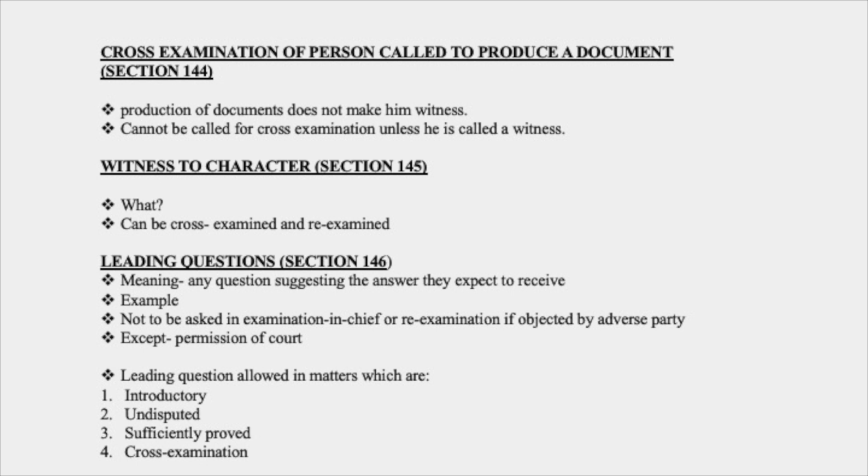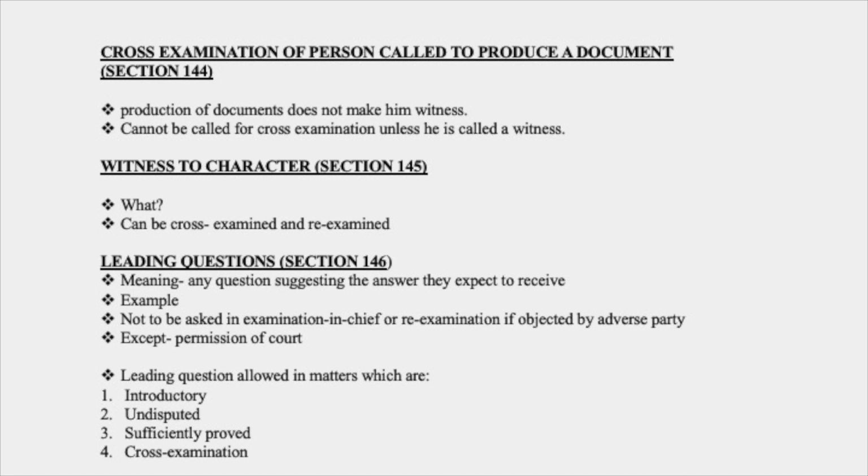The next provision relates to witness to character. It is dealt with under Section 145. When you talk about witness to character, it means a person is giving evidence in a legal action with regard to the reputation, conduct and moral nature of the party. Here, the Act says that the witness to character can be cross-examined and re-examined.